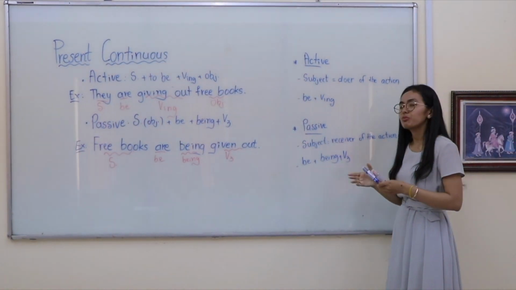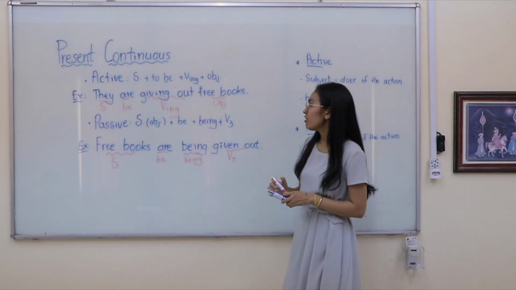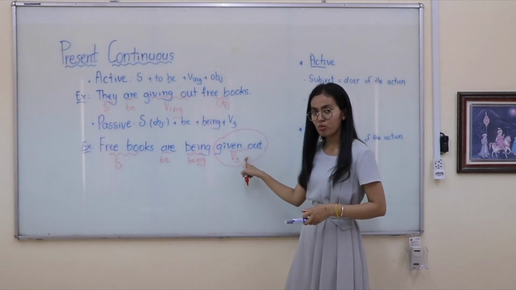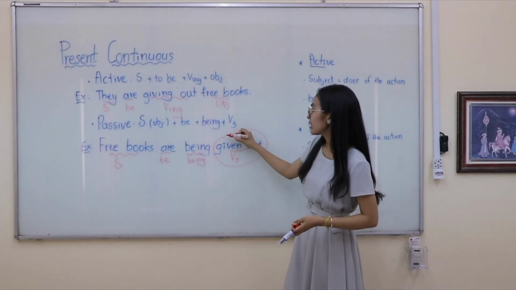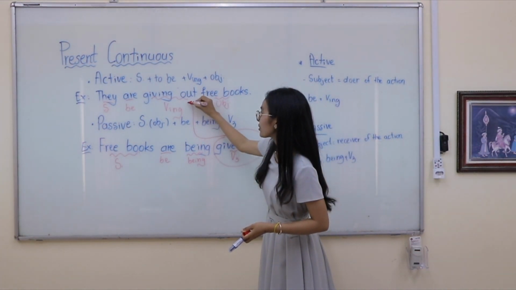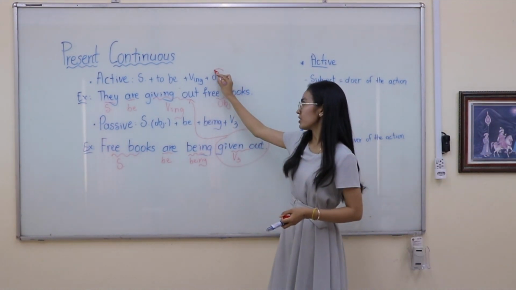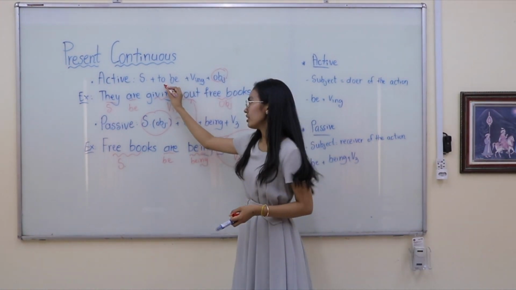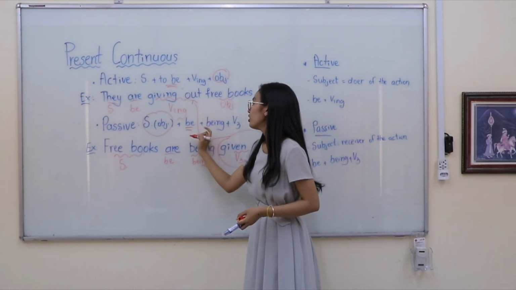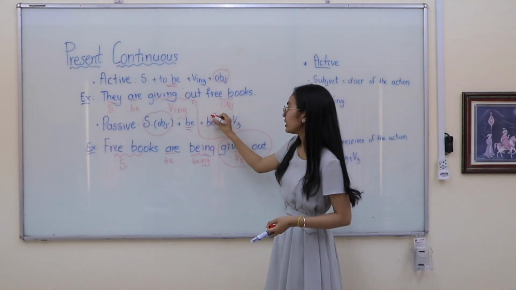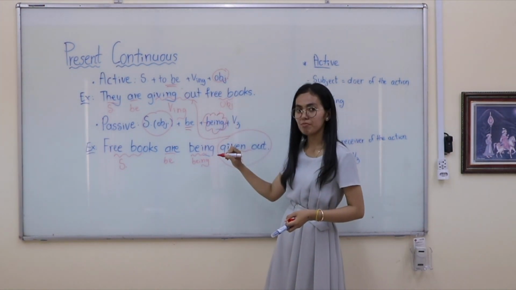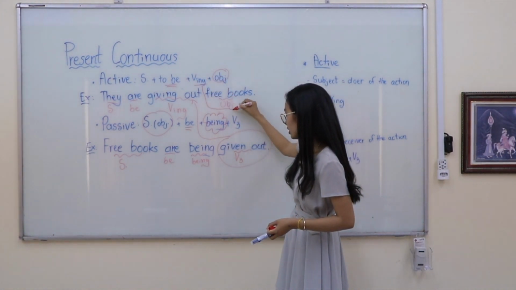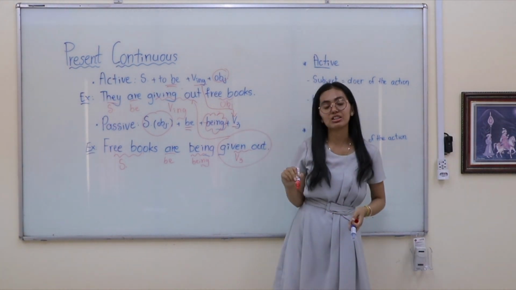So where does this verb 3 come from? If we look at our sentence right here, verb 3 comes from the verb ing in the first sentence. So it's the same thing, object becomes a subject. We keep to be in the same spot. We add a new thing, verb ing, being instead of ing. And then we change our verb ing right here into a verb 3 in a passive sentence.